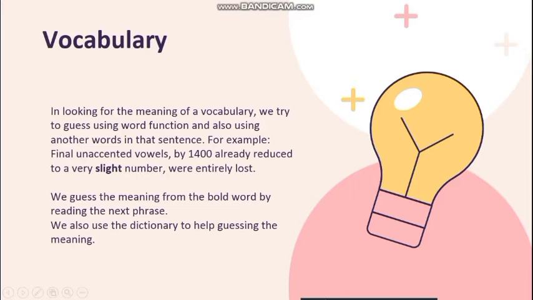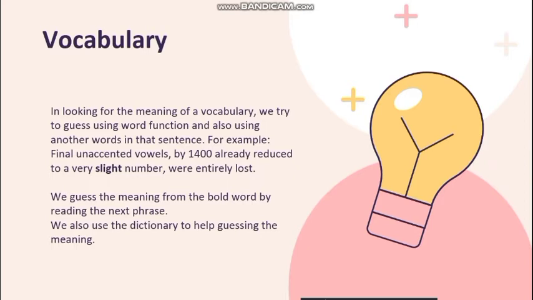The next is vocabulary. In looking for the meaning of a vocabulary, we try to guess using word function and also using other words in the sentence. For example, we don't know the meaning of the word slide. Slide here is the bold one. In that sentence, final unaccented vowels by 1,400 already reduced to a very slight number were entirely lost.